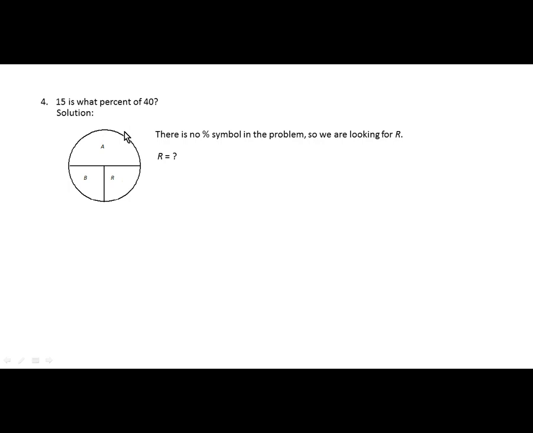Number 4, 15 is what percent of 40? Okay, we draw our little circle. I don't see the percent symbol. So R we don't know. I've got 15 and 40. I've got to decide which is A and which is B. 15 is near the verb of being. 40 is after the word of, which makes it the base. Looking for R, it's A over B. So 15 divided by 40. You get 0.375. Convert it to a percent. Say times 100. 37.5%.